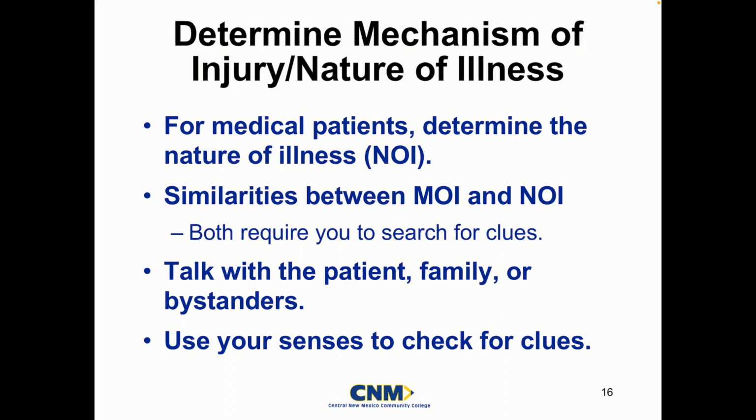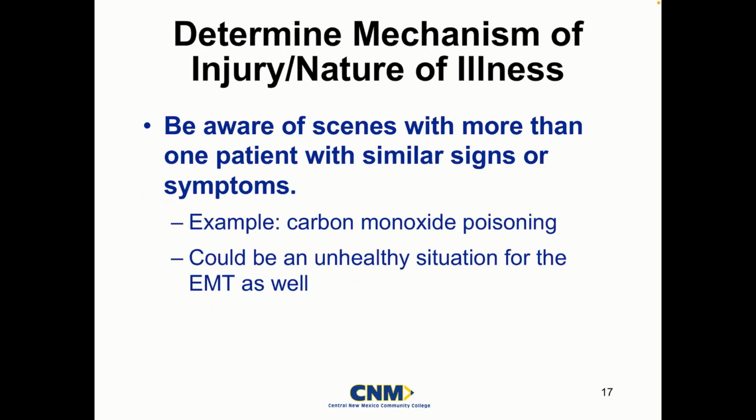And so we might see somebody who's nauseous and vomiting, but that's not really their nature of illness. Maybe they're vomiting because they have food poisoning. That would be a nature of illness. So it's almost like a diagnosis in some sense, though we may not have a definitive diagnosis. We have an idea of what's going on with our patient. Sometimes this is going to be different than their chief complaint, and sometimes the scene is going to tell us a lot about it when the patient cannot, or other bystanders.